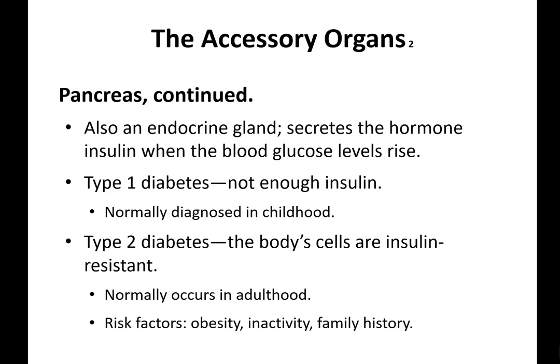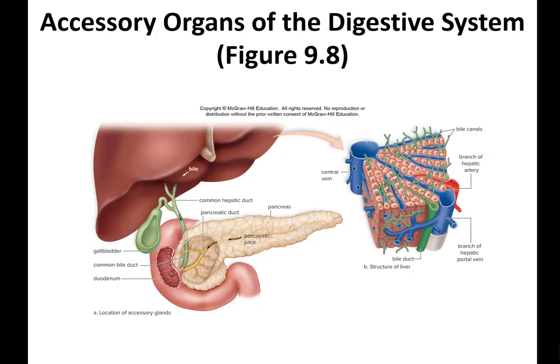The pancreas is also an endocrine gland that secretes the hormone insulin into the blood. Type 1 diabetes is when you do not have enough insulin, normally diagnosed in childhood. Type 2 diabetes is when the body's cells are insulin resistant, normally occurs in adulthood, and risk factors include obesity, inactivity, and family history. Here's a picture showing you the gallbladder, the liver, the pancreas, and the duodenum.